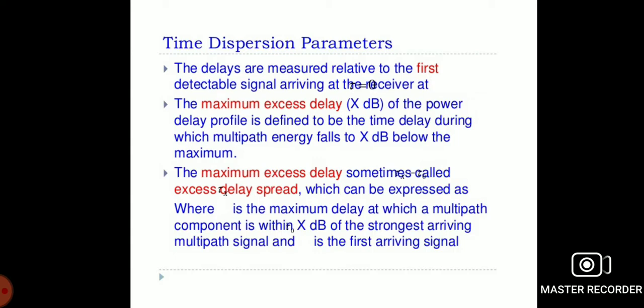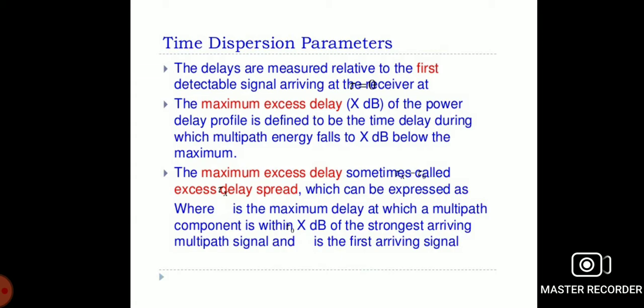Now we can see the delays are measured relative to the first detectable signal arriving at the receiver. The maximum excess delay at x dB of the power delay profile is defined to be the time delay during which the multipath energy falls to x dB below the maximum. The RMS delay spread and mean excess delay are defined with respect to a single power delay profile, with a spatial average of the channel impulse response. It is observed within the respective local areas.